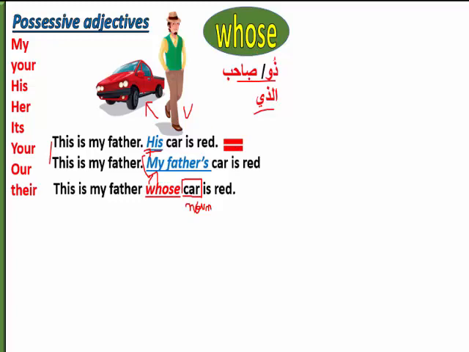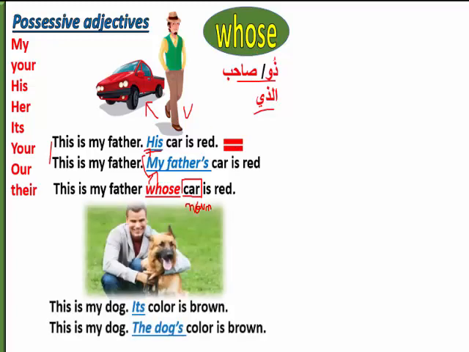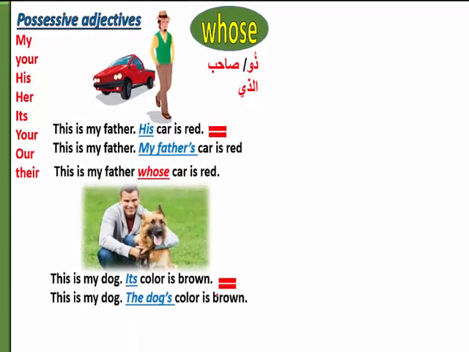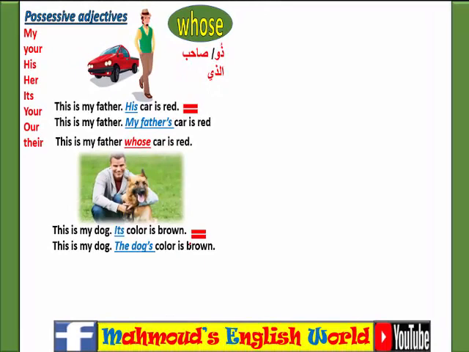You want another example? Okay. Let's have a look at this one. This is my dog, its color is brown. Or this is my dog, the dog's color is brown. So they are the same again. Okay? How can we make it one sentence using whose? Can you do it? Right. So this is my dog whose color is brown. So whose replaces the possessive case and the possessive adjective here.